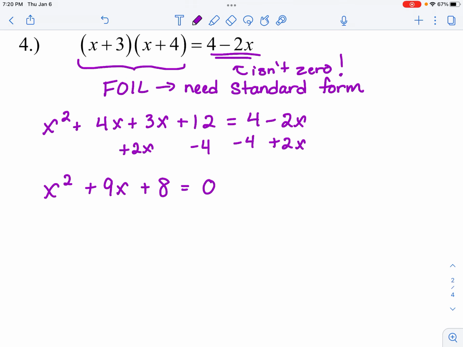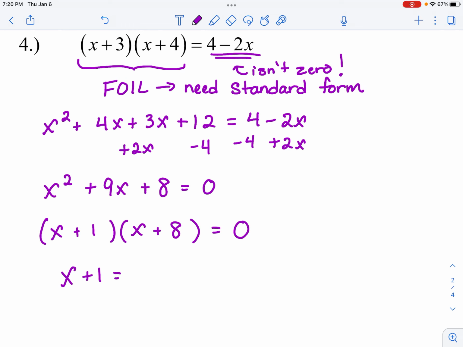All right, now looking at this in my standard form, I see a linear term, and a linear term typically means try factoring first. And there are, in fact, factors of 8 that add up to 9. This one's one of our easier factoring problems. This is going to give me x plus 1 and x plus 8, because 1 plus 8 is the 9 for the 9x in the middle, and 1 times 8 is the 8 for the end.